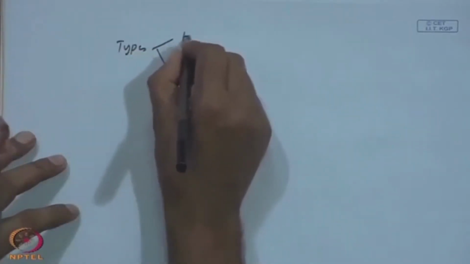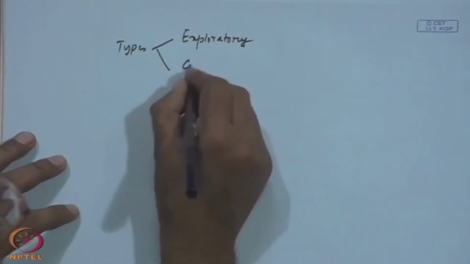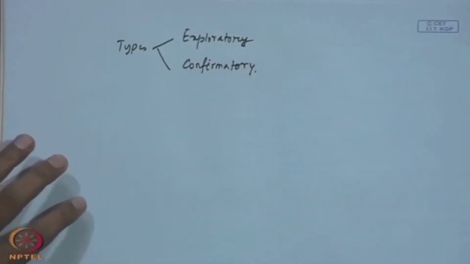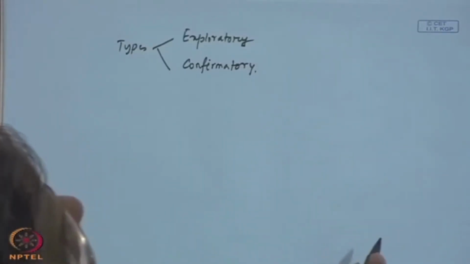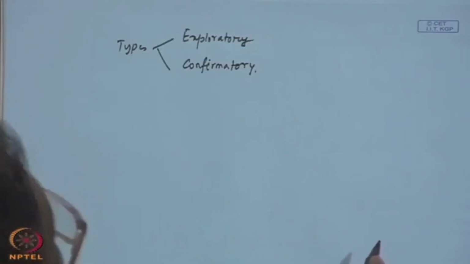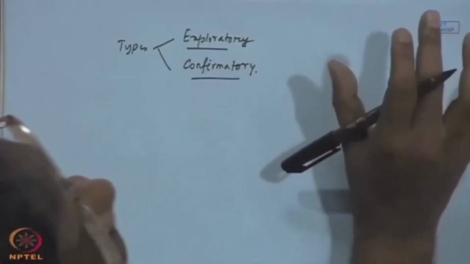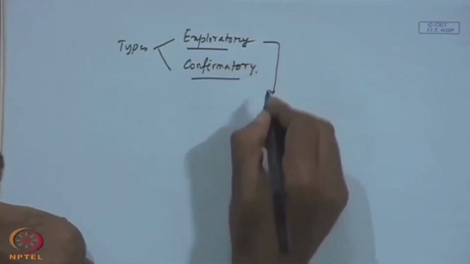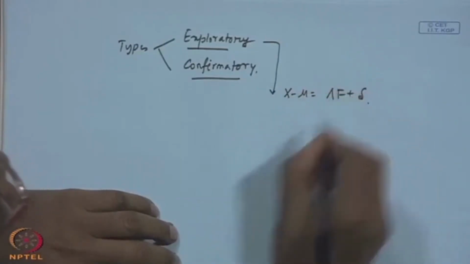Types. One is exploratory factor model, another one is confirmatory factor model. Okay, exploratory and confirmatory factor model. What is exploratory and what is confirmatory? What is the difference between these two? See, in the first case, we are saying that x minus mu equal to lambda f plus delta.